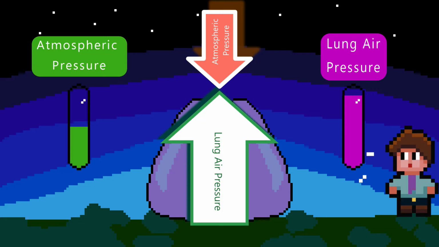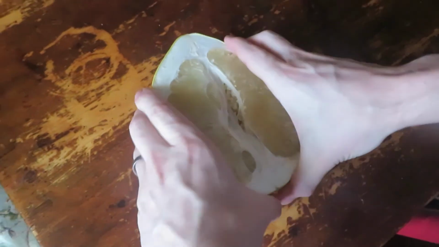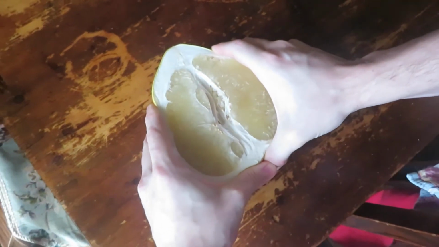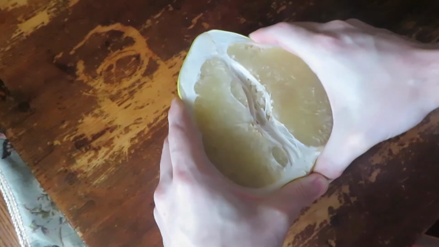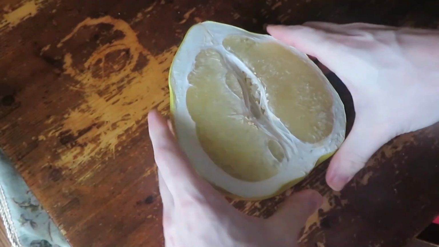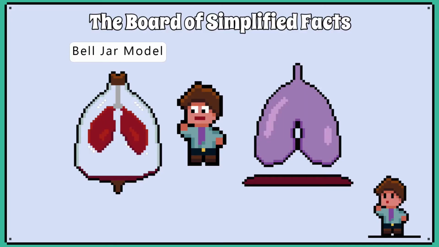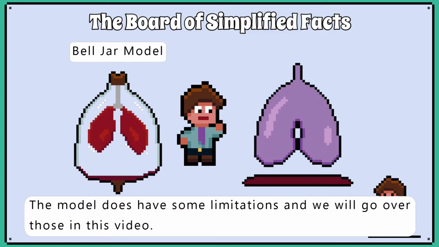Here is a pomelo fruit, and they kind of look like lungs. If we squeeze the fruit, the volume decreases and the pressure increases, causing the juice to be forced out. The bell jar model is a great way to demonstrate how the diaphragm contracts and relaxes, resulting in the lungs inflating and deflating. The model does have some limitations, and we will go over those in this video.